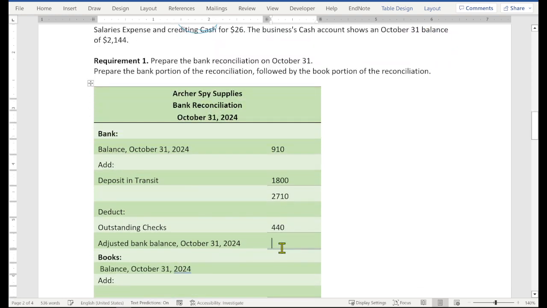Okay, and then we have outstanding checks for 440. So there we go, we're deducting. And so our adjusted bank balance is 2,270. Okay, so we're going to circle back and make sure that this equals our adjusted book balance. We know we accounted for all the differences if that occurs. So we'll get back to that in a minute.